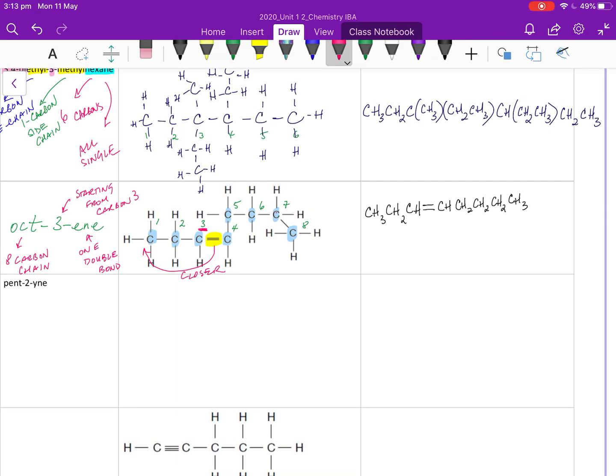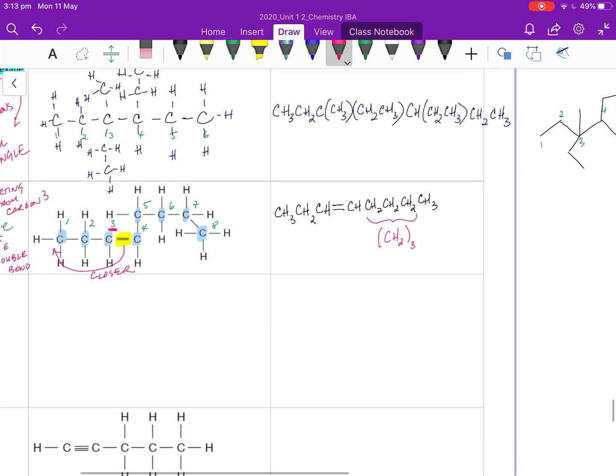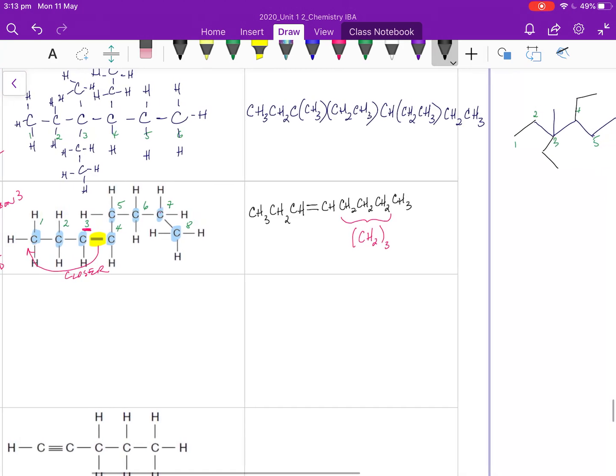Now I've written all of that out, but these 3 here could also be represented by CH2 in brackets with a subscript of 3, telling me I have 3 of those in order coming out of the CH group next to the double bond. So that would be our condensed formula. Moving over to the skeletal formula, again, I could either do it by looking at the condensed formula or the structural formula, whichever works best for you.